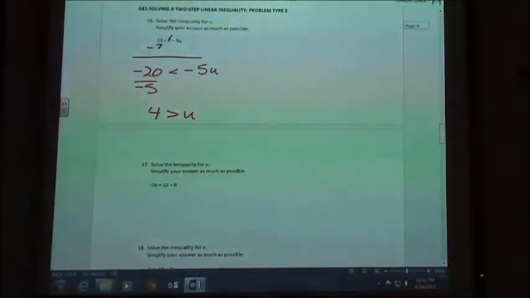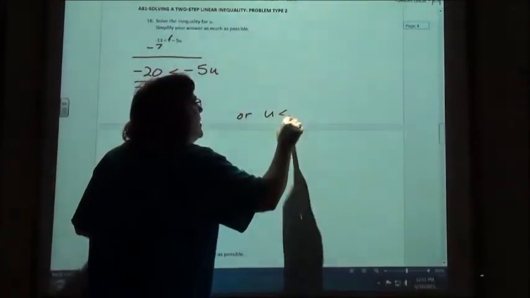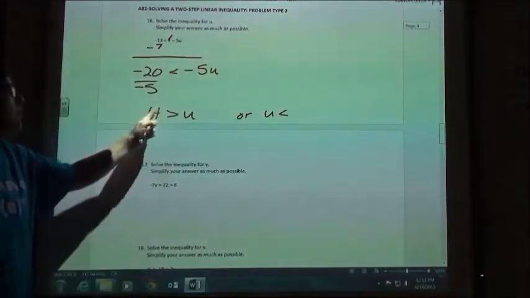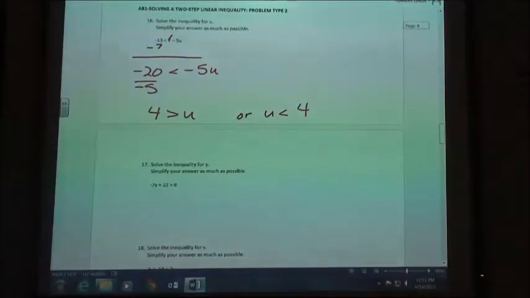Now on Alex, it does let you enter it in as 4 is greater than u. Sometimes some books will make you switch it around because they like the u first. So if 4 is greater than u, then u is less than 4 would also be an appropriate answer.